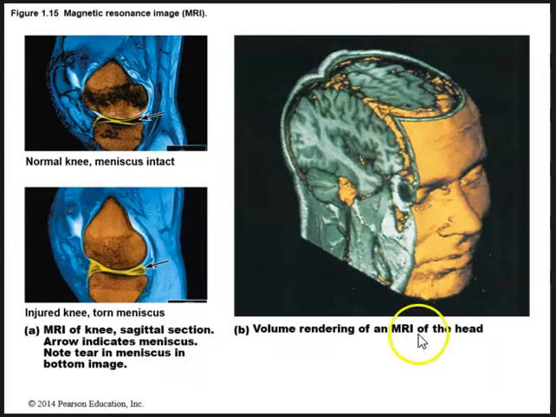Here we can see an MRI of the head, so we can see different images of the brain. Here's the cerebellum. So pretty cool. So we use these imaging techniques to help see the different anatomical structures within our body, and it's important to know the different types of imaging techniques that are out there. Okay, so that is the end of chapter 1, and congratulations, you have completed your first lecture.